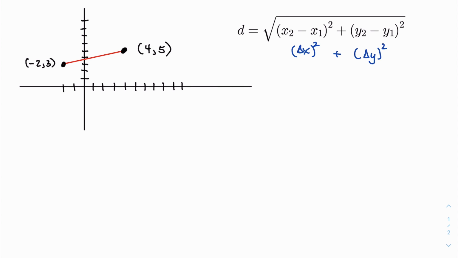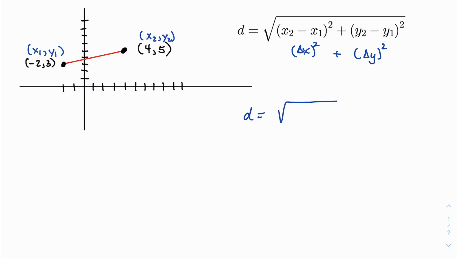So the first thing we should do whenever we use a formula is to label the inputs. Our first point I'm just going to call x sub 1, y sub 1, and (4, 5) I'm going to call x sub 2, y sub 2. And that makes it very clear what we are going to substitute into this formula.